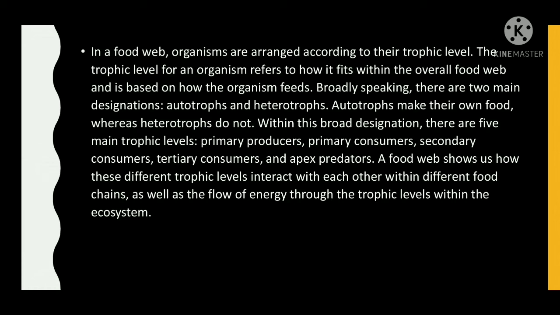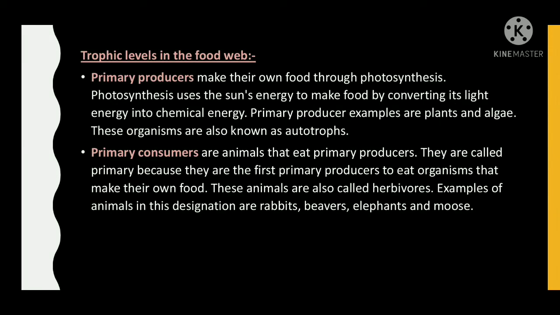predators. A food web shows us how these different trophic levels interact with each other within different food chains, as well as the flow of energy through the trophic levels within the ecosystem. Trophic levels in the food web.